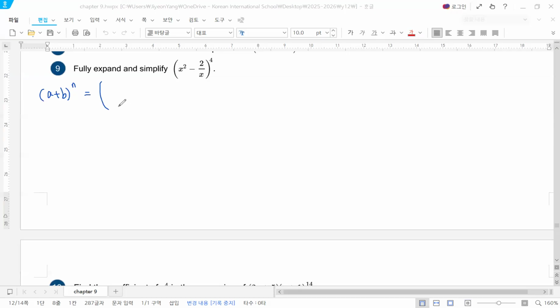So please be patient. nC0, a to the power of n and b to the power of 0, plus nC1, a to the power of n minus 1 and b to the power of 1, plus nC2, a to the power of n minus 2 and b squared, plus dot dot dot in this way. Let's observe the structure of this formula. 0, 1, 2, this is ascending; n, n minus 1, n minus 2, descending order; 0, 1, 2, they are ascending order.